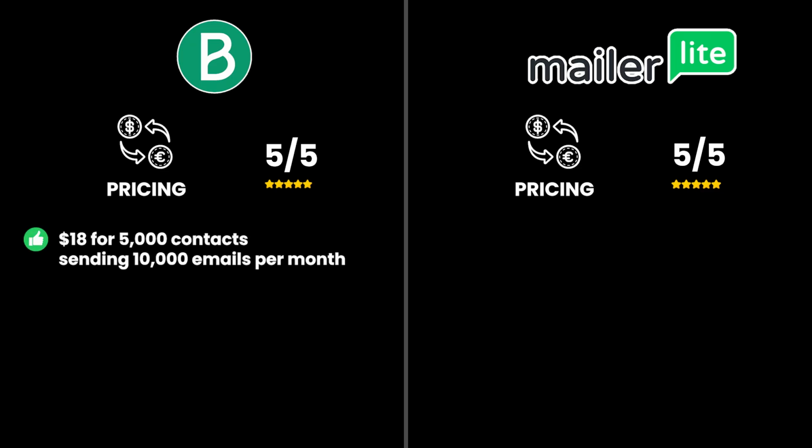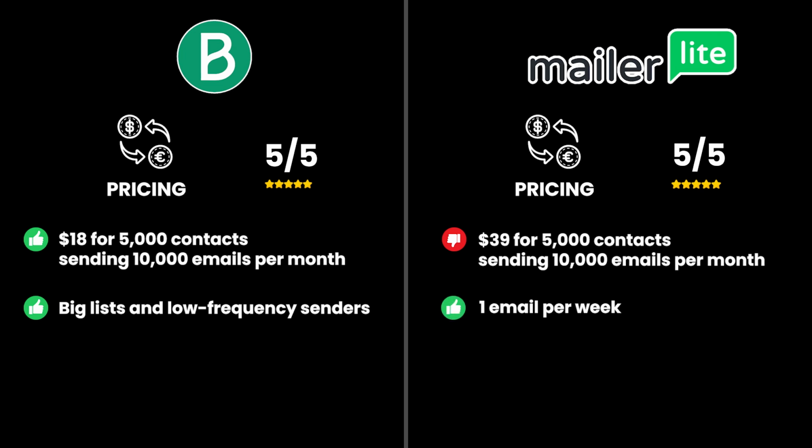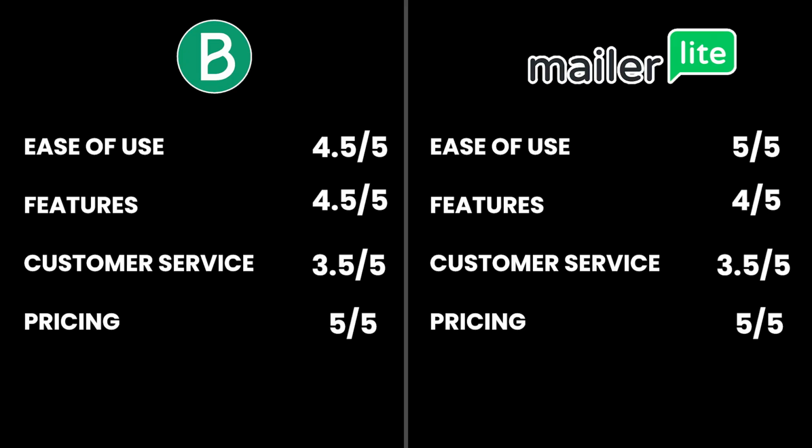For a business with 5,000 contacts sending 10,000 emails per month, you'll pay $18 with Brevo versus $39 with MailerLite. Brevo's model is perfect for big lists and low-frequency senders, but if you send at least one email per week, then MailerLite is the better option.